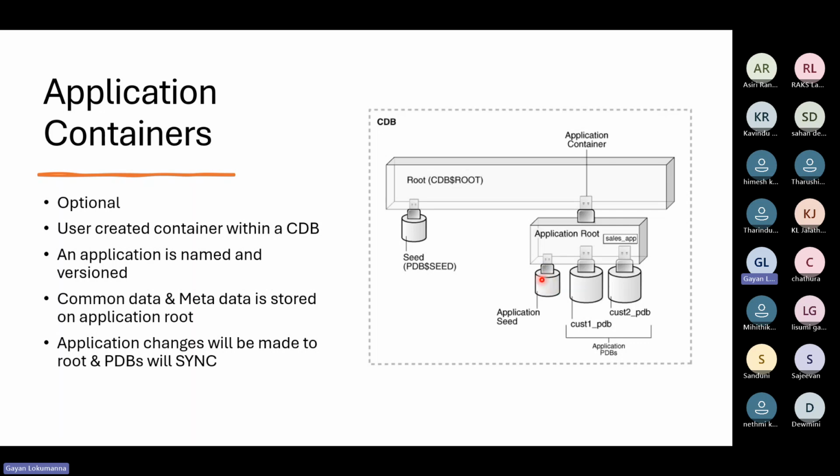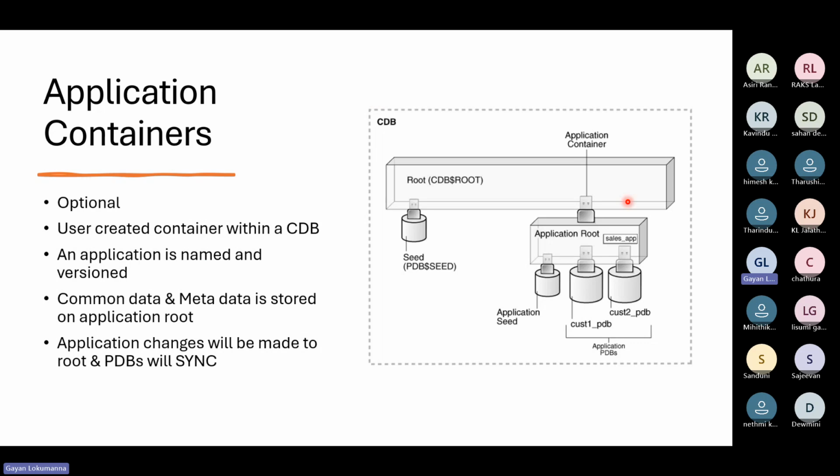So the moment you create a new pluggable database underneath this application root, it basically copies all these tablespaces, the user that I was talking about, into this new pluggable database. So template is something like that. Okay, so what's the benefit that you find with regards to application containers?